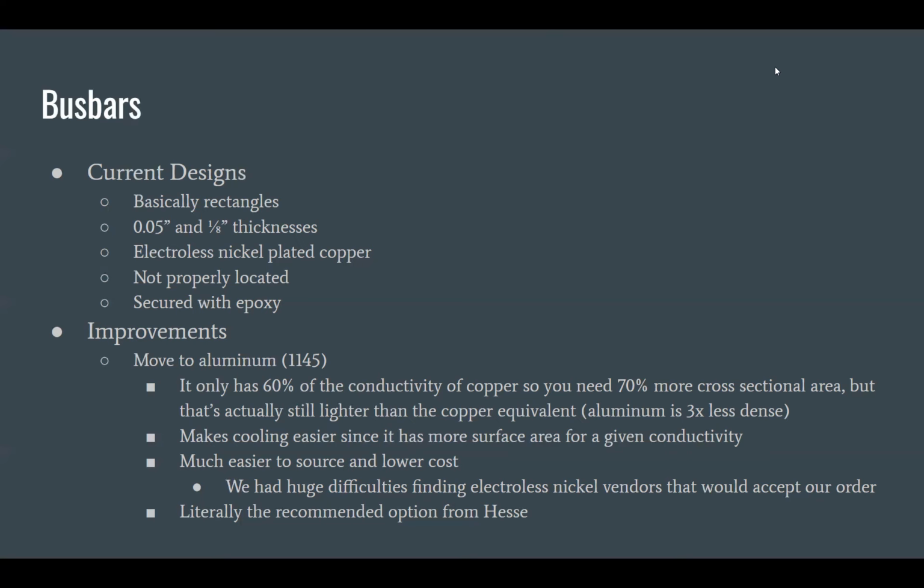But that's also fine, because from a weight perspective, copper is approximately 3 times as dense as aluminum. So even if you need 60% more volume of aluminum, you actually will have a lighter overall battery pack if you do bigger aluminum bus bars instead of smaller copper bus bars, because the copper is so much denser.